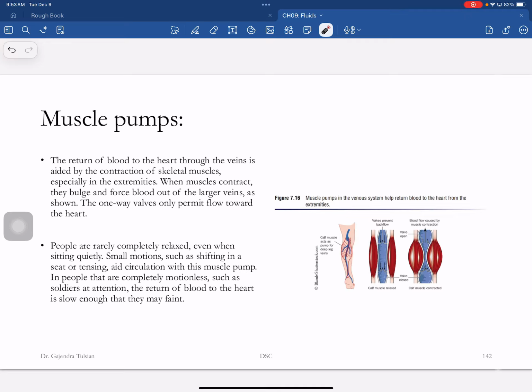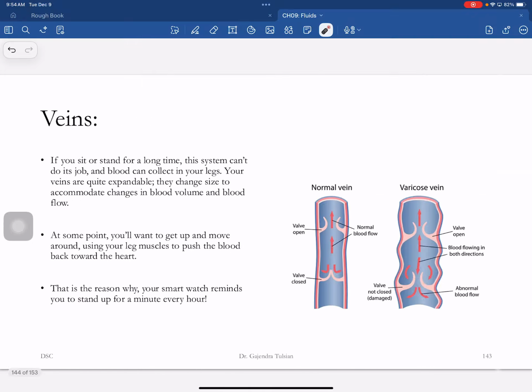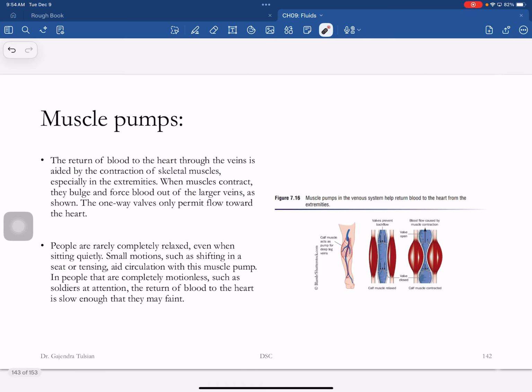Okay. So no matter what you're doing, you're always moving a little, and so those muscles contract and help the blood return to the heart. Okay. If you sit or stand for a long time, this system cannot do its job, and blood can collect in your legs.